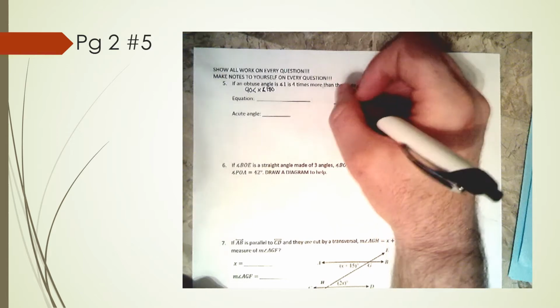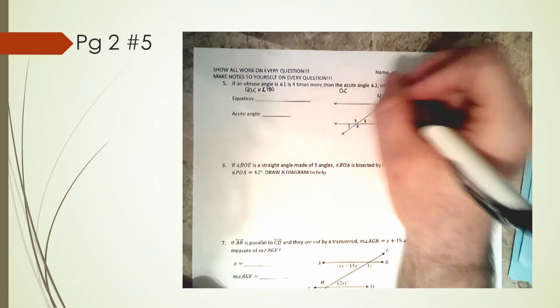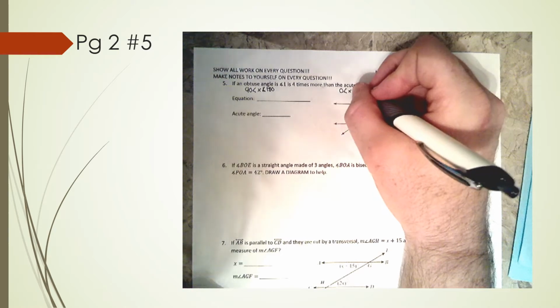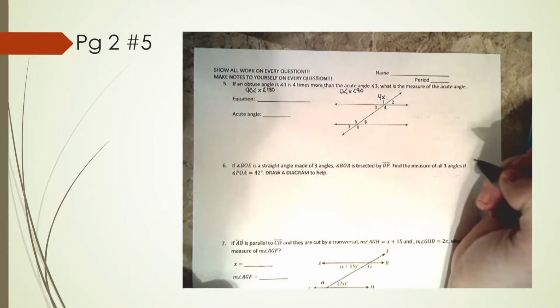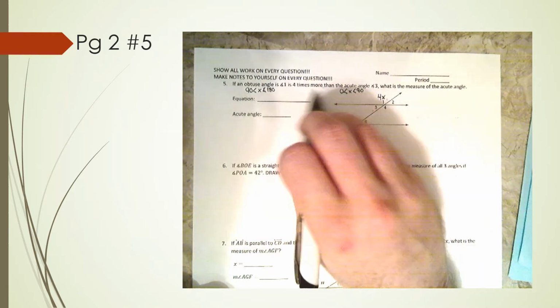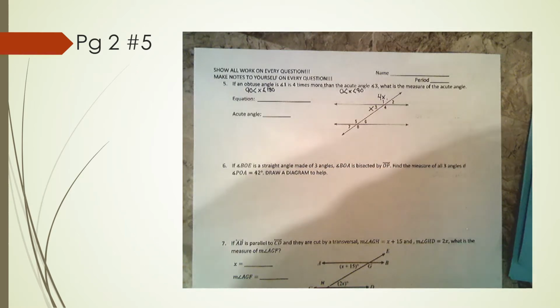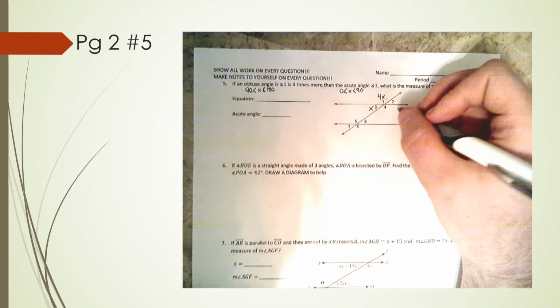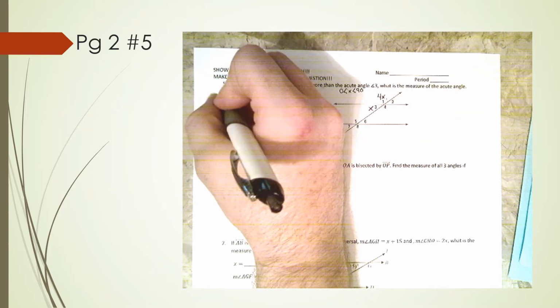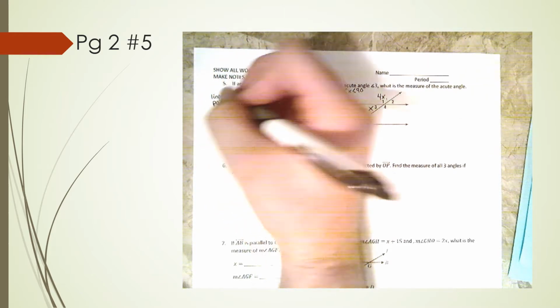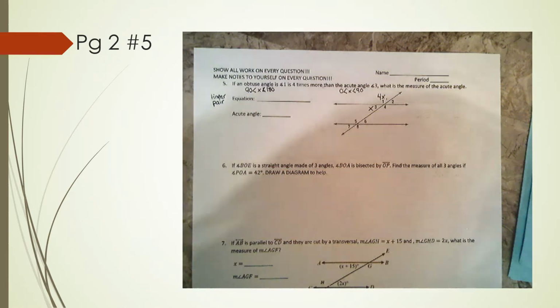Acute angles are greater than 0, but less than 90. So I know that angle 3 has to be less than 90 degrees, but greater than 0. I don't know what it is, so I'm going to give it a variable, keeping the same variable, x. These two, angle 1 and 3, form a linear pair. A linear pair is supplementary, so they have to add up to 180.